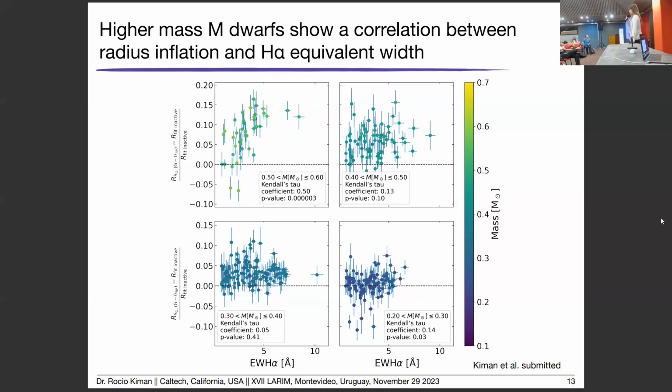So as I mentioned before, right now with this method we don't have a way of testing whether there is no correlation of radius inflation as a function of H-alpha for the lower mass stars, or it's just that we cannot measure it because it's getting too close to the uncertainty of our method. Right now, the only thing that we can say for the lower masses is that they do look inflated, the active ones. Yes, I'm done.